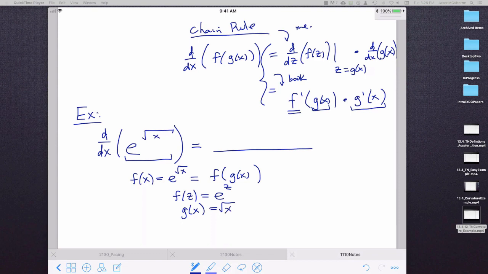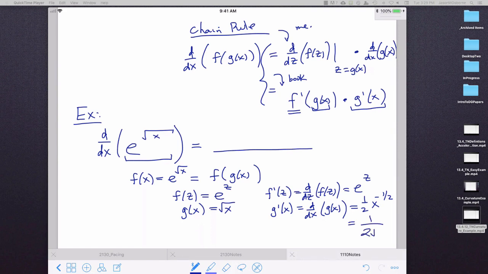So what you're going to need is the derivative with respect to z of f of z, the derivative of the outer function. So that will be e to the z. You'll need g prime of x. This is why I don't like the prime notation. We've got different letters going on here, so it's just the derivative with respect to whatever variable is there. Derivative of square root of x is a power rule problem, otherwise known as 1 over 2 square root of x.